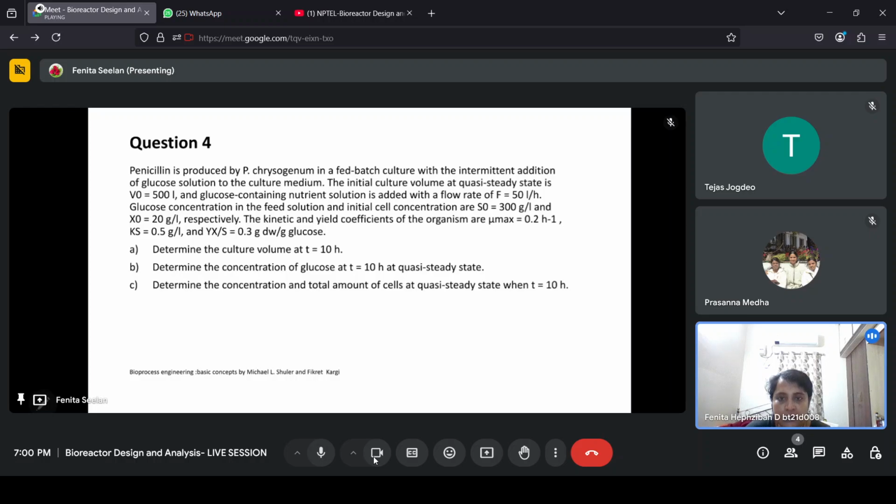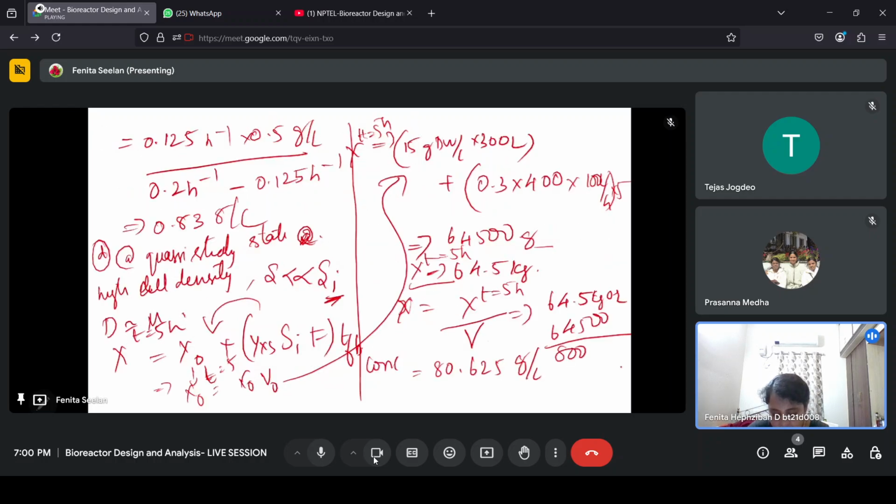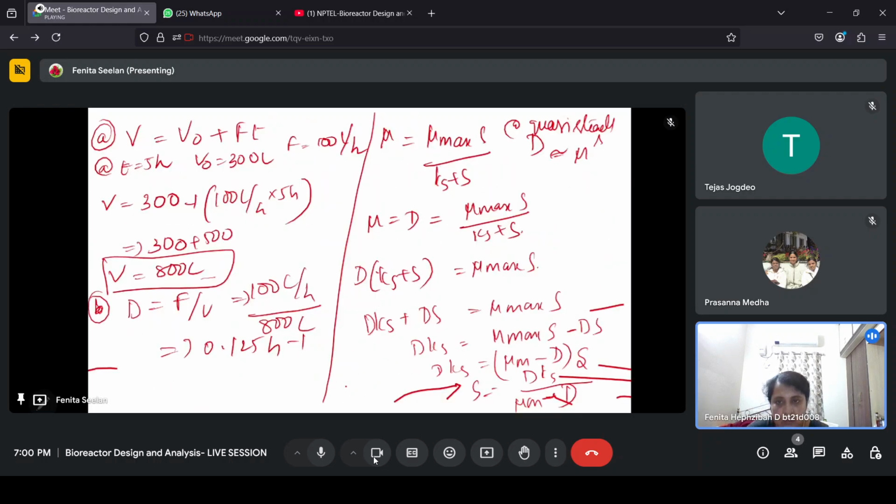The glucose concentration in the feed solution and the initial concentration are given as S naught equal to 300 gram per liter and X naught given as 20 gram per liter. The kinetic and yield coefficients are given as mu max equal to 0.2, Yxs is 0.3 and Ks is given as 0.5. We have to determine the culture volume at t equal to 10 hours. It is very similar to the previous problem where we calculated the culture volume at time 5. Now t is given as 10 hours.